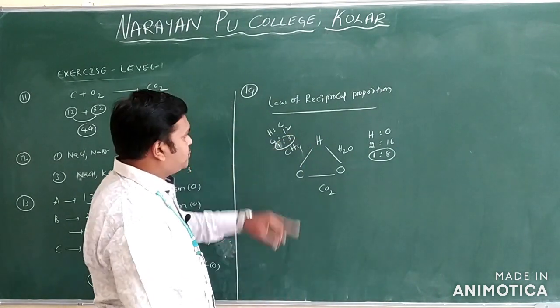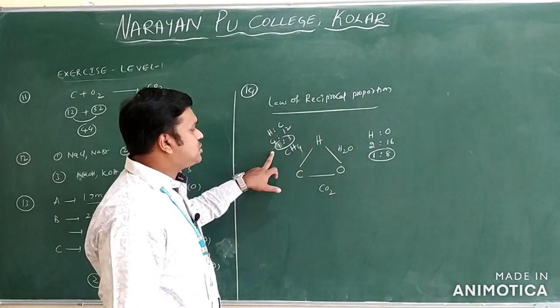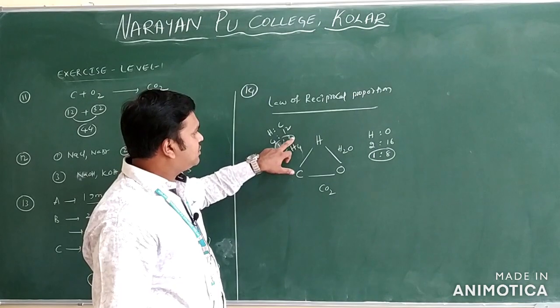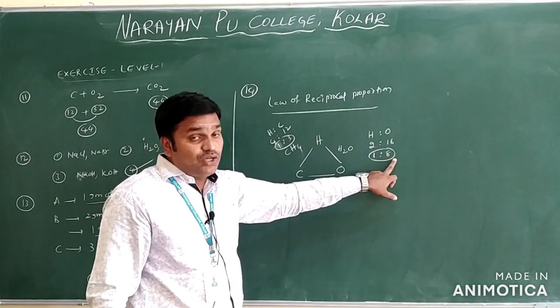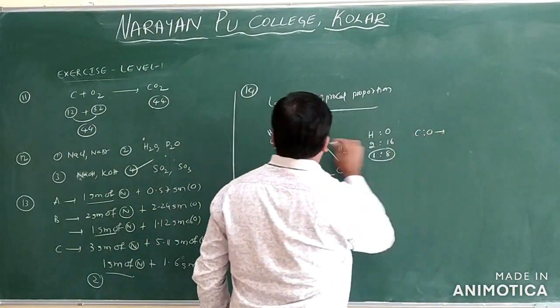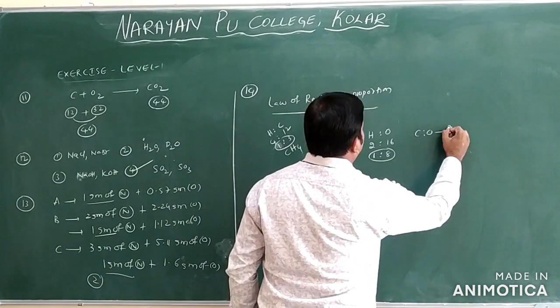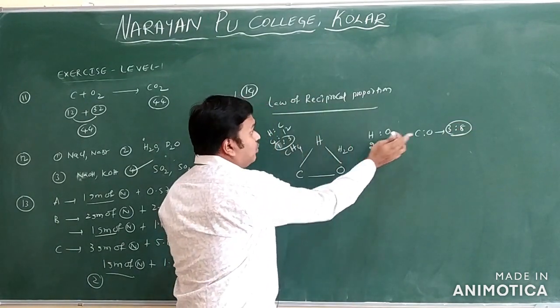You see these two ratios. Which element's ratio is fixed here? Hydrogen is fixed here, 1 and here also 1. Here the carbon ratio is how much? 3 only. Here the oxygen ratio is how much? 8 only. If you want to write the carbon and oxygen ratio from these two compounds, what will you get? You will get 3:8 only. From these two compounds I wrote that one.